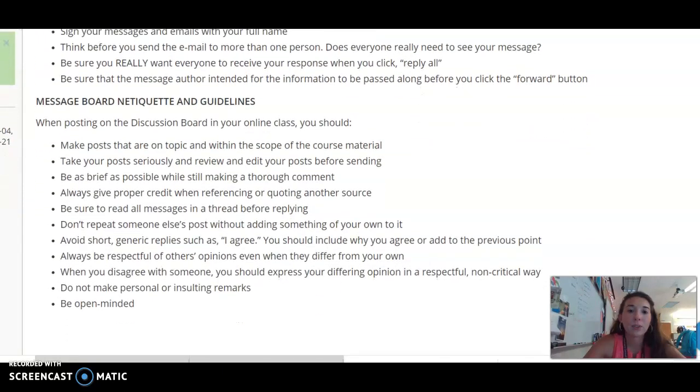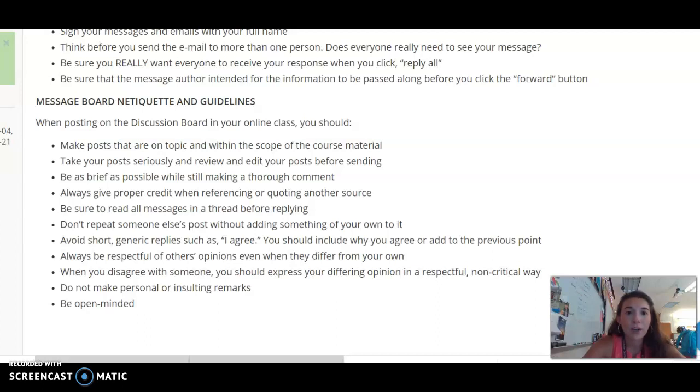Alright, message board netiquette. Make posts that are on topic within the scope of the course material. Take your post seriously and review and edit your post before sending. Be as brief as possible while still making a thorough comment. Always give proper credit when referencing or quoting another source.